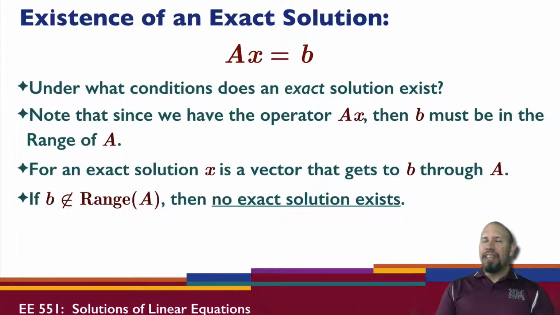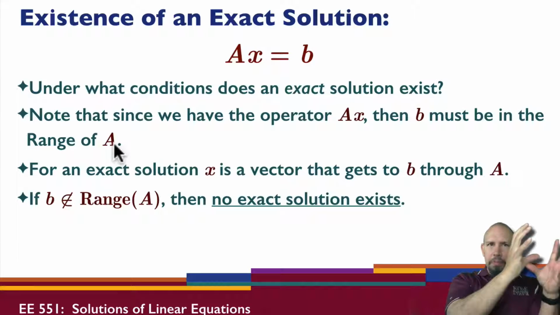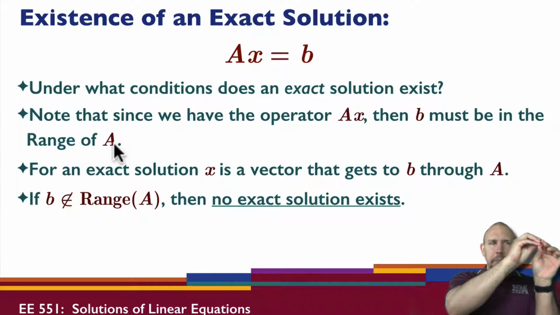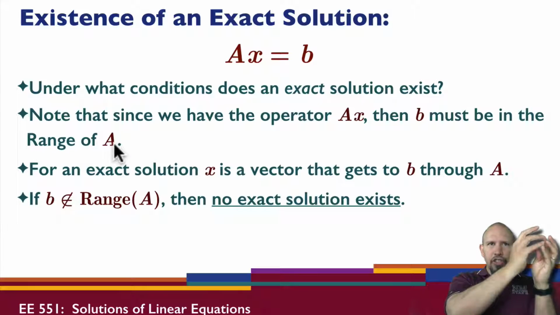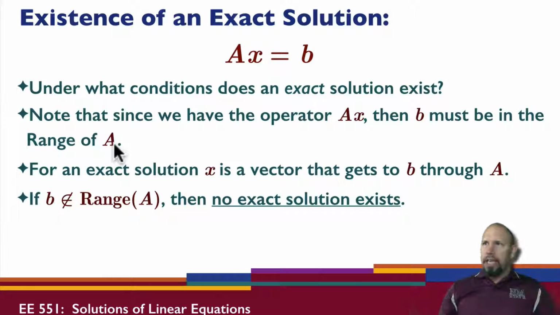The existence of an exact solution: under what condition does an exact solution exist? Okay, there is a condition. Note that since we have the operator Ax, then b must be in the range of A, right? Because you have the input space, and A maps from the input space to the output space. So if there's an exact solution, b must be in that range, because there must be an x that gets you there to b. So b must be in the range of A.